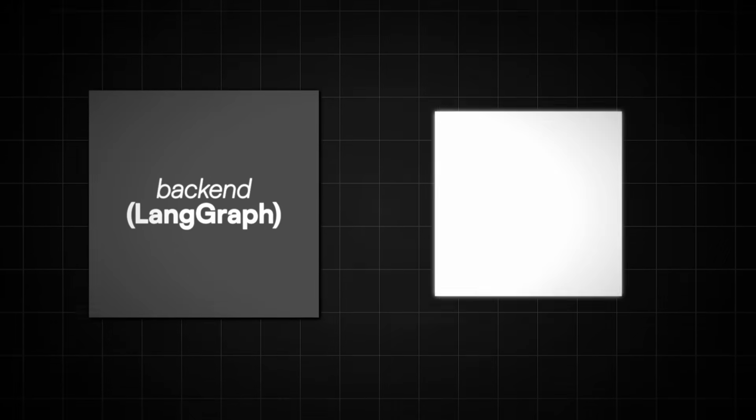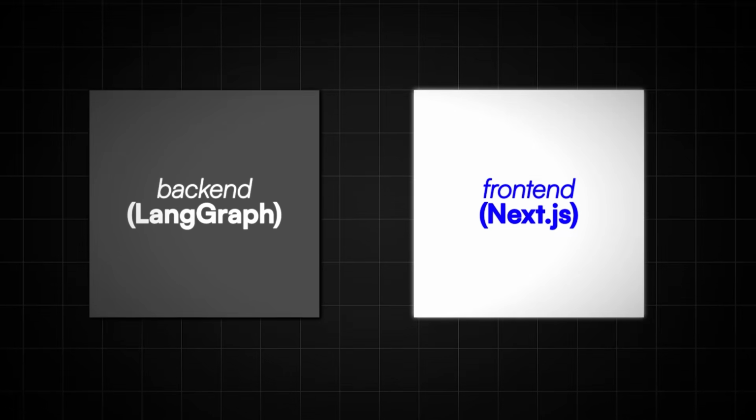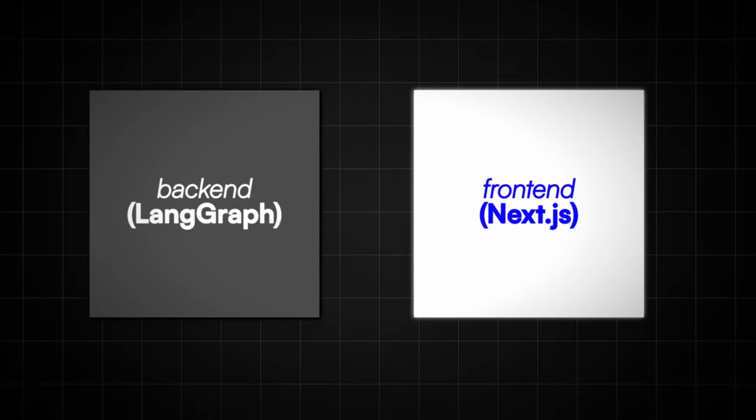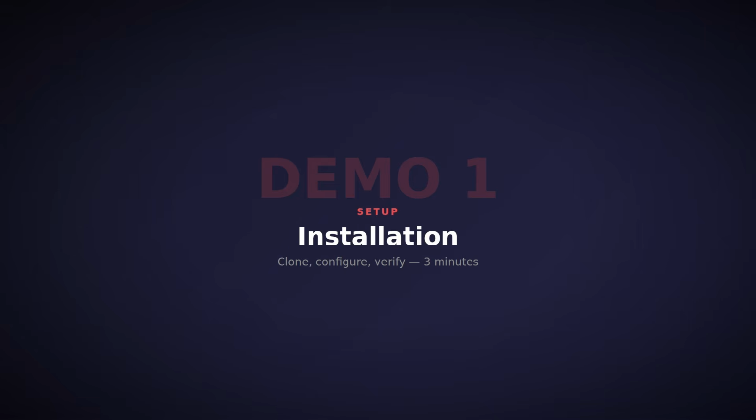One important note, DeerFlow 2.0 is a full stack web application. It runs a Python backend, LangGraph, a Next.js frontend, and a gateway service simultaneously. This is what makes it production grade. We'll have 3 terminals running at the end.